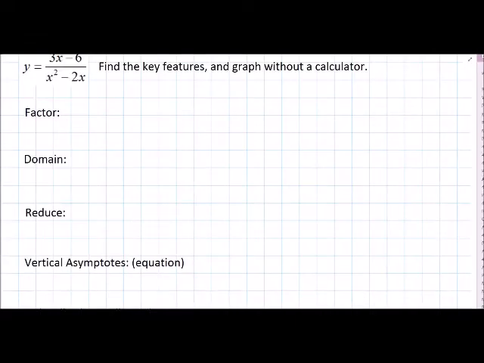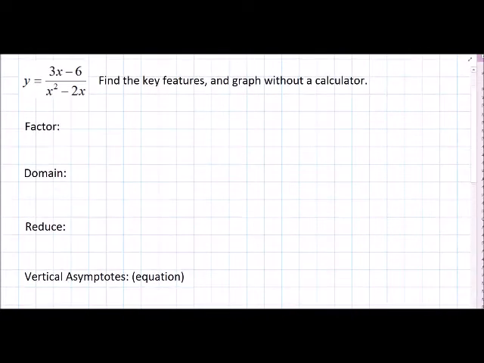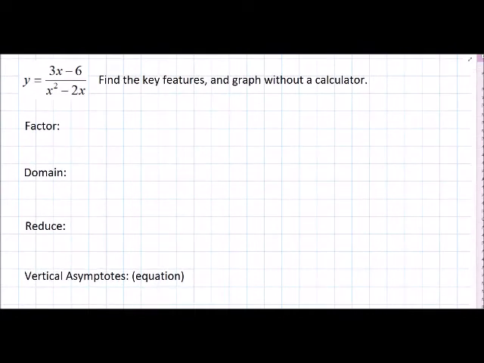Hello, in this video I will be finding the key features of the rational function y equals 3x minus 6 over x squared minus 2x, and graphing it without a calculator. So my first step is to factor the numerator and denominator. So the numerator has a common factor of 3 and the denominator has a common factor of x. I'll use this to find the restrictions and then the domain.